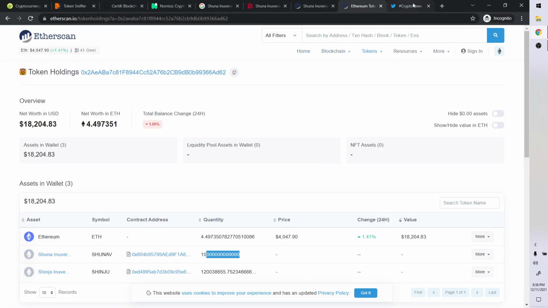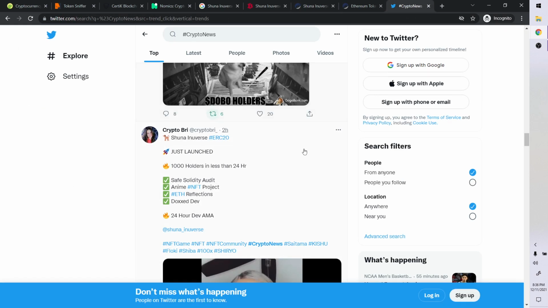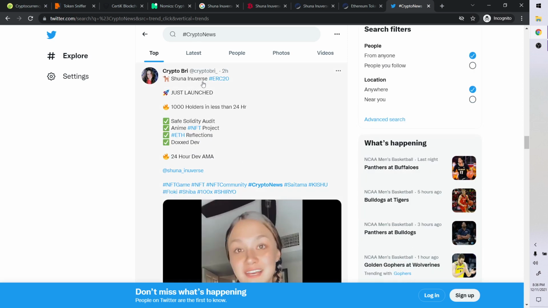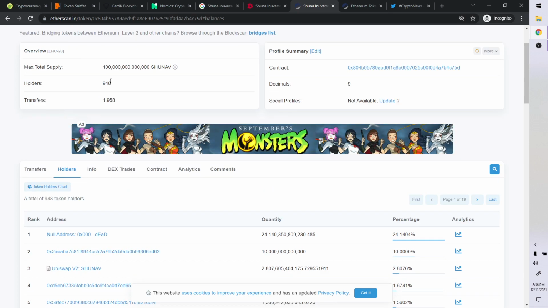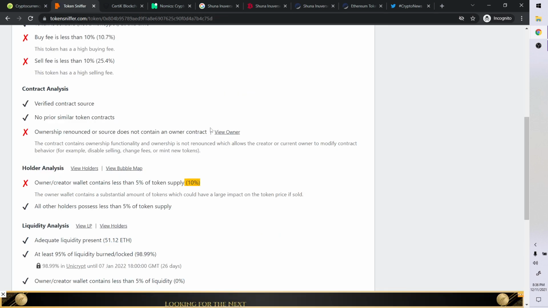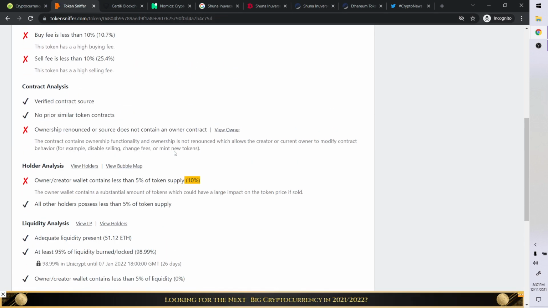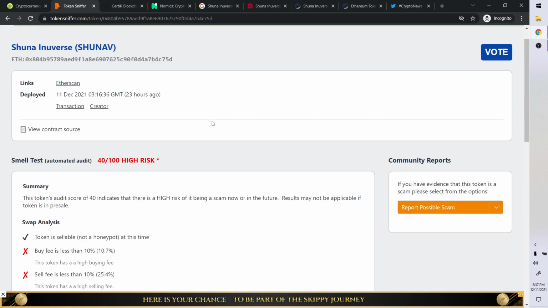In my non-financial advice opinion, even though it has it right here that it's, I guess, 1,000 holders, 948, it really looks like something that's not a good buy. In my opinion, non-financial advisor, of course, because I'm not a financial advisor.